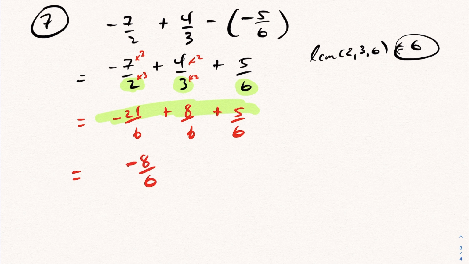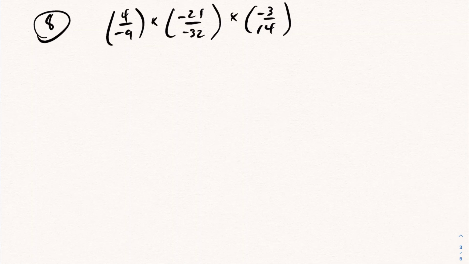Again, when you get your final answer, you should always make sure it is in lowest terms, and this can be divided top and bottom by 2, in which case we get negative 4/3. Okay, so if you take a look at number 8 here, now we're multiplying across by fractions.